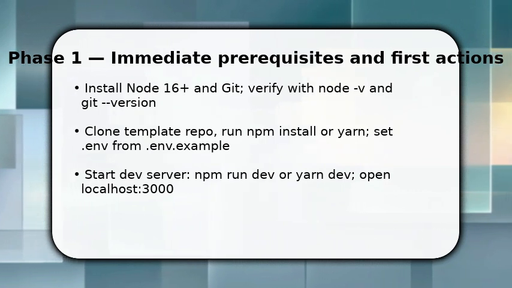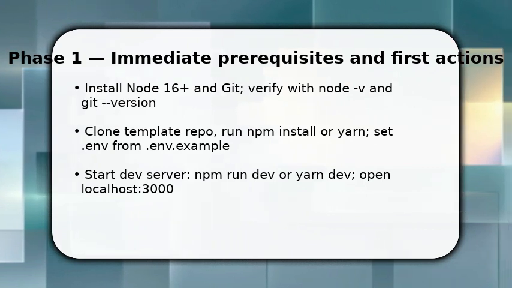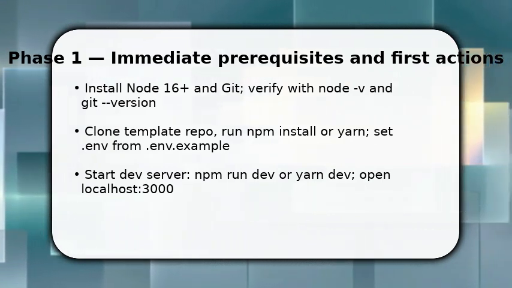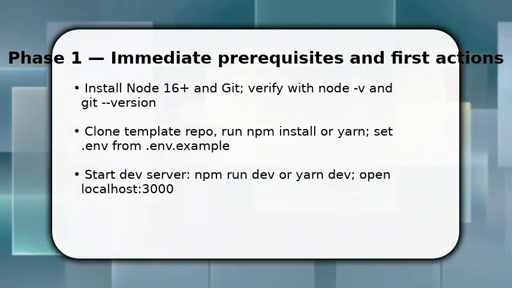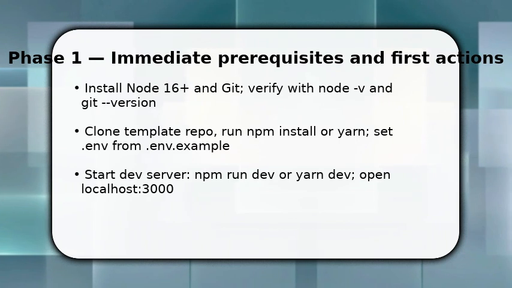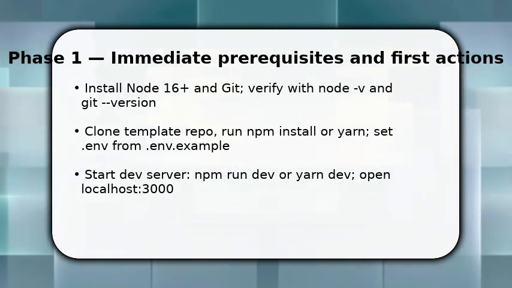Next, copy .env.example to .env and fill in keys for API endpoints and tokens. Once done, run npm run dev or yarn dev and open localhost:3000. This verifies the project boots and gives a live preview you can iterate on immediately.